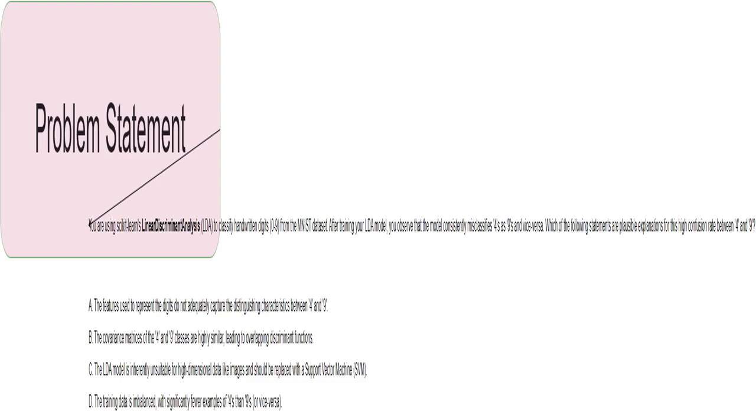I'm analyzing a problem where a linear discriminant analysis, LDA, model, using Sklearn, struggles to differentiate between handwritten digits 4 and 9. I'll be determining the most likely reasons for this confusion. This sets the stage. We're using LDA, a common classification technique, on the MNIST dataset, a famous collection of handwritten digits. The problem is that the model frequently mistakes a 4 for a 9, and vice versa. This is what I need to explain.